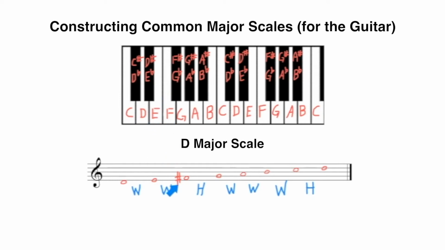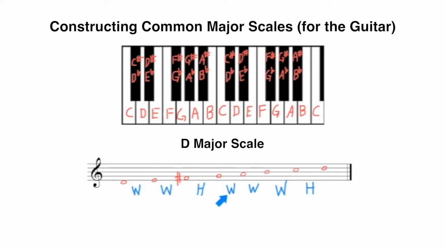Notice that the sharp symbol is written right before the F note and centered on the space, just like the note. Next, we need a half step from F sharp to G. We start on F sharp on the piano. We can see that the next key up is G, so it's a half step.